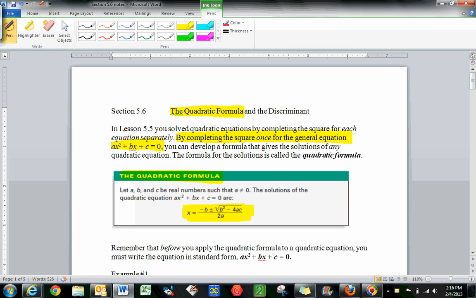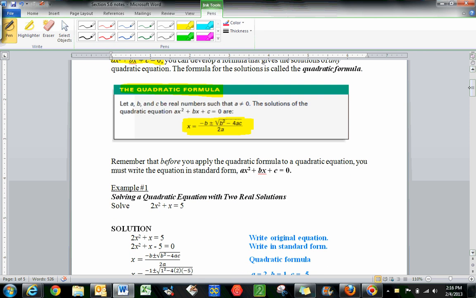Now, you just need to know what the a, the b, and the c are, and it has to be equal to 0. So it's got to be in standard form for this to work. Now, this is extremely important that you understand that this can actually help you solve any quadratic equation that you're working on. Now, if we look at it from an application standpoint, the very first thing that you have to do is you have to rewrite the equation in standard form equaling 0.